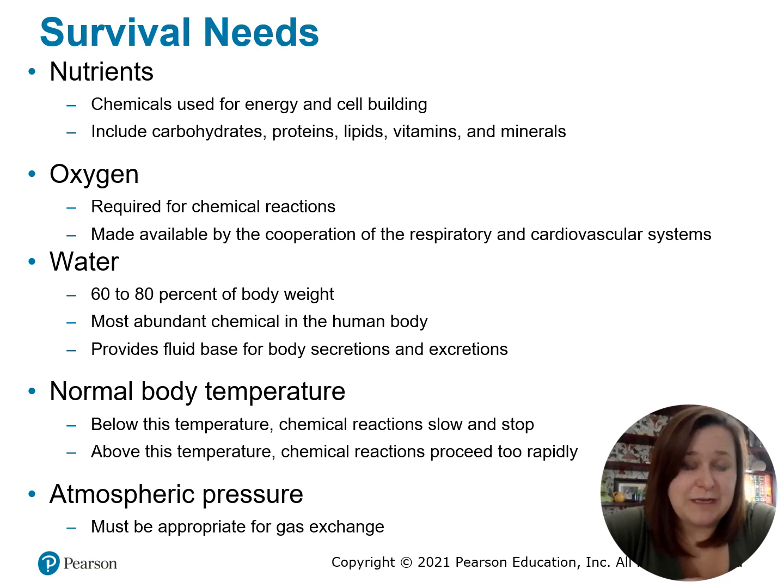Oxygen also, we need this for the chemical reactions that take place in our body. That's why oxygen is so very important. Oxygen is made available by the cooperation of the respiratory and cardiovascular systems working in synergy. We also need water. You've definitely heard before that 60 to 80% of our body is water. It's going to be the most abundant chemical in the human body.